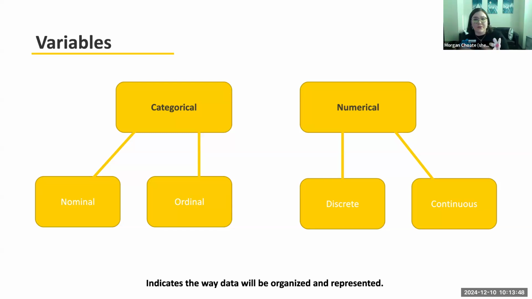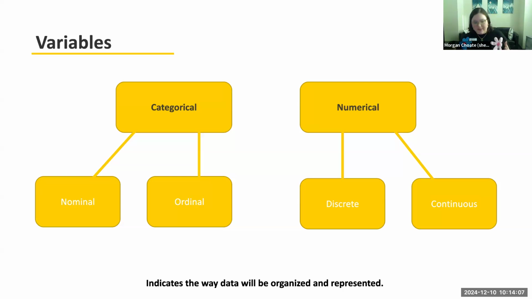Ordinal is still that kind of true false concept, but it has a kind of natural order that it should follow. So if you're doing like a Likert scale on a survey, you don't want to reorder it from disagree, neutral to agree. If you reorder that, it doesn't really make sense. So it has to keep kind of that natural order that it has, and then that would be ordinal data.